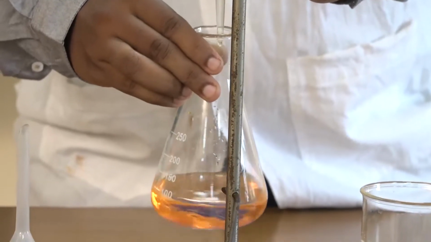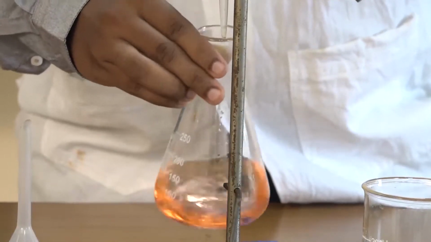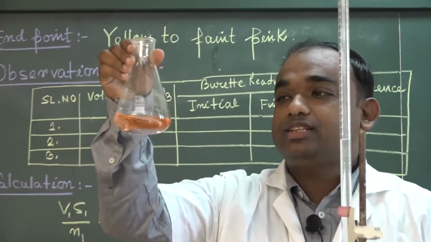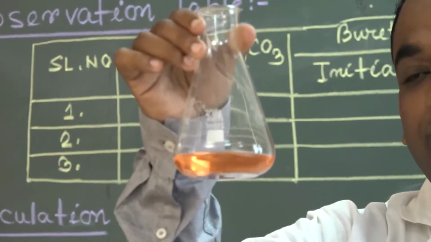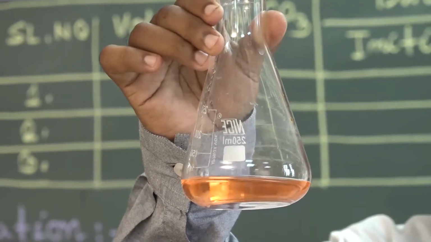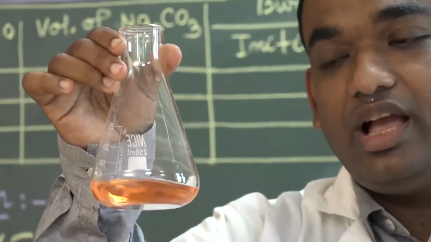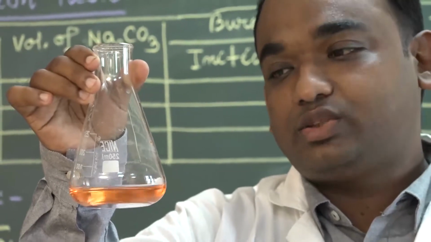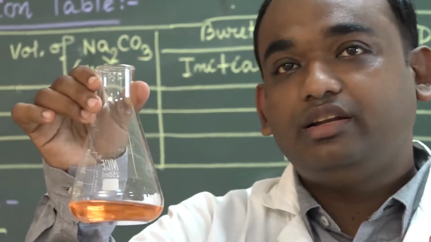So students, look, the color is changing. So finally, students, we have got this light or faint pink color. That will be the color at the end point. Initially, students, our color was yellow when we added methyl orange, and after titrating this with dilute hydrochloric acid, this should be the final color.